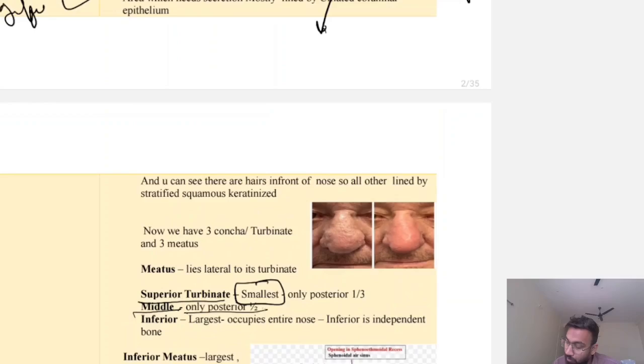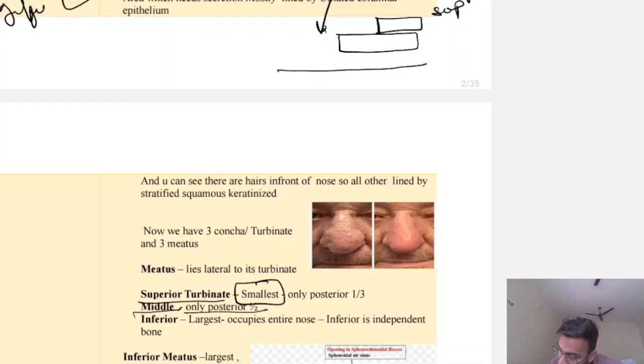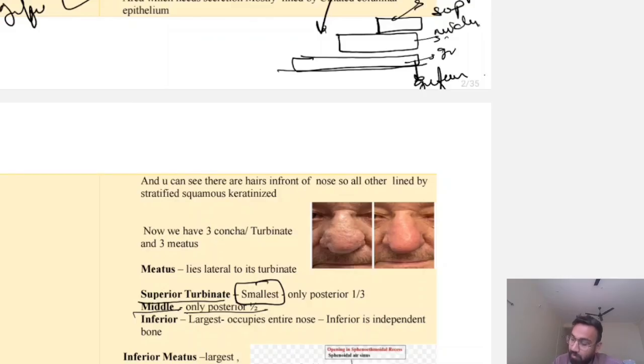Middle turbinate only posterior half. This is the entire nose. So posterior one third, it is superior concha. Posterior half, it is middle concha. And the inferior turbinate occupies the entire nose. And inferior is an independent bone. So this is superior turbinate, middle turbinate, inferior turbinate.